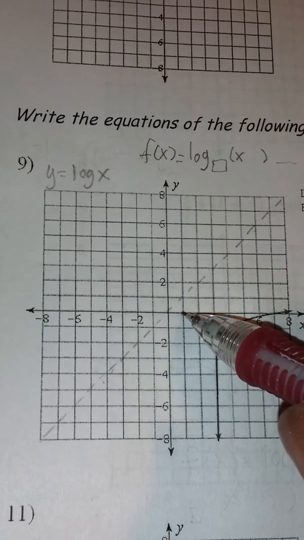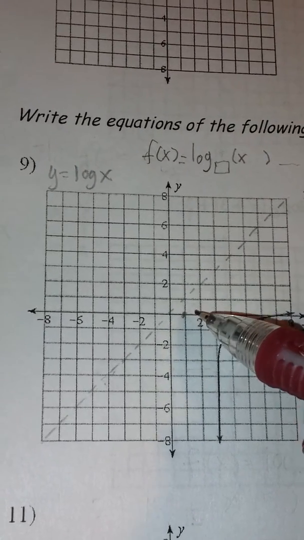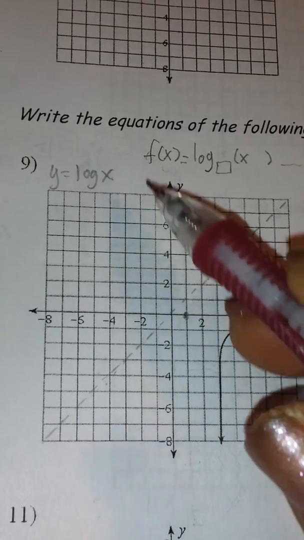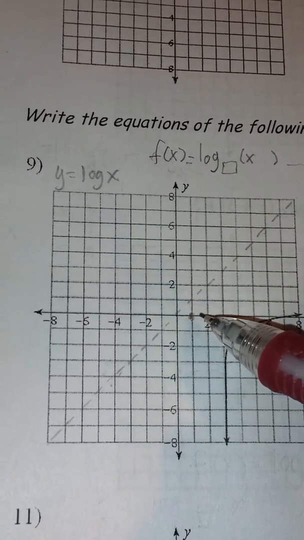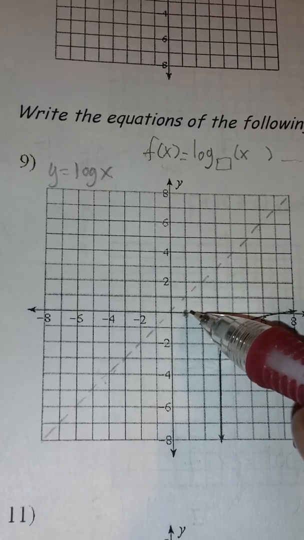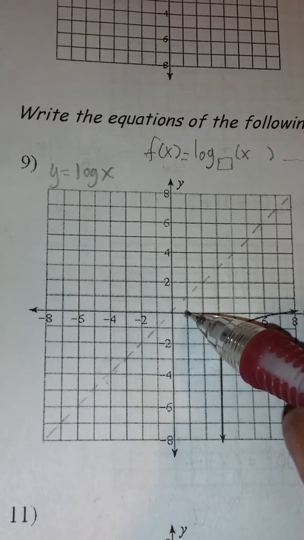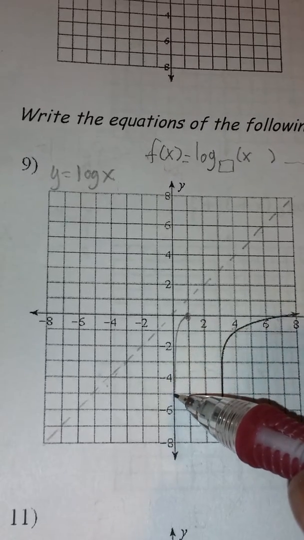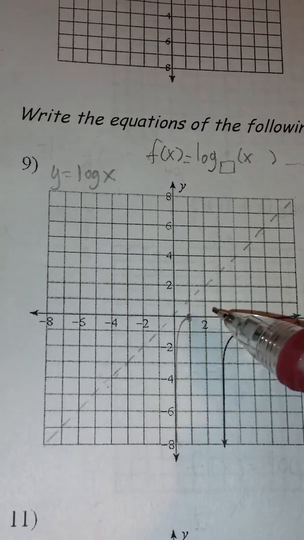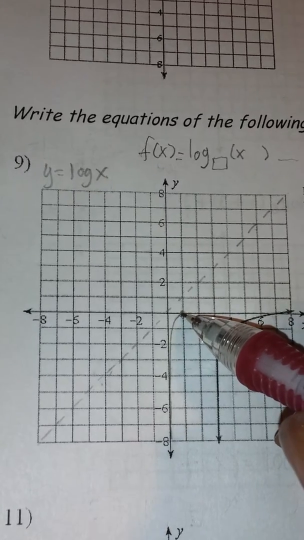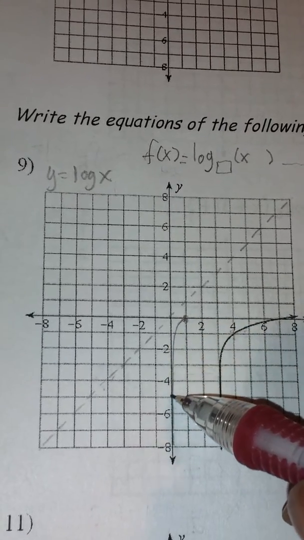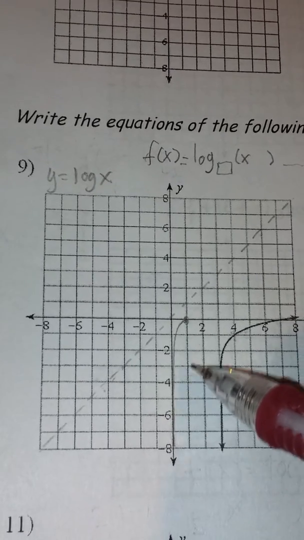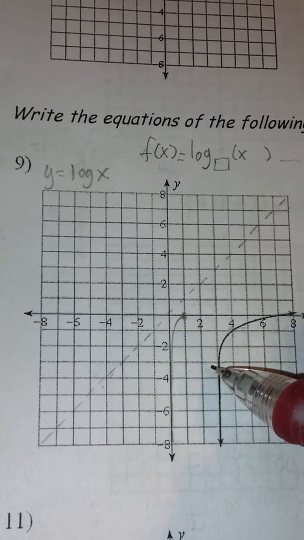If we look at the function y equals log of x, we see that the graph goes through (1, 0), and it has a vertical asymptote at 0. So that's good information. Anytime we see a vertical asymptote, we know that 1 to the right of it is going to be (1, 0). That's going to help us here.